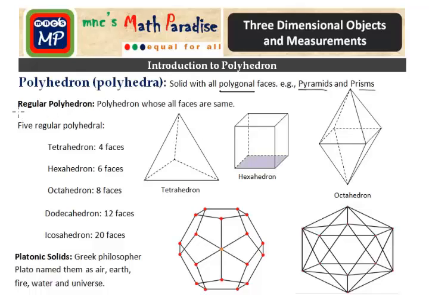Now the regular polyhedron. If the area and shape of all faces are the same, that is, all the faces of a polyhedron are the same, then it is called a regular polyhedron. There are only 5 regular polyhedra. There are only 5 of them. So there are only 5 regular polyhedra possible, which are, this is called tetrahedron.